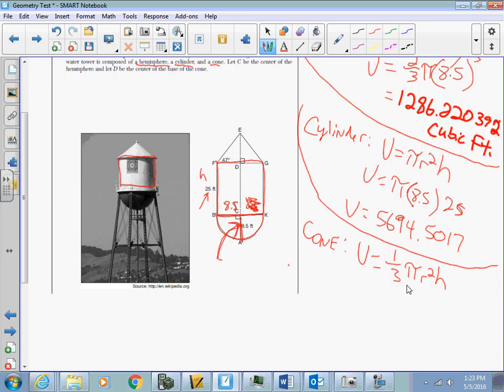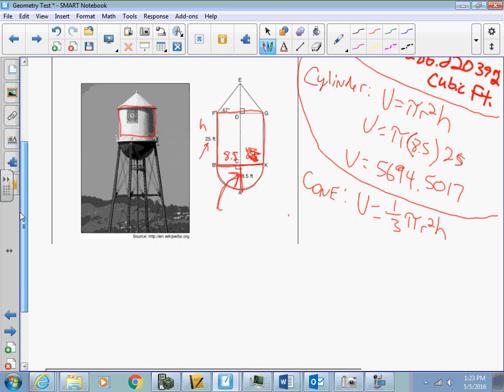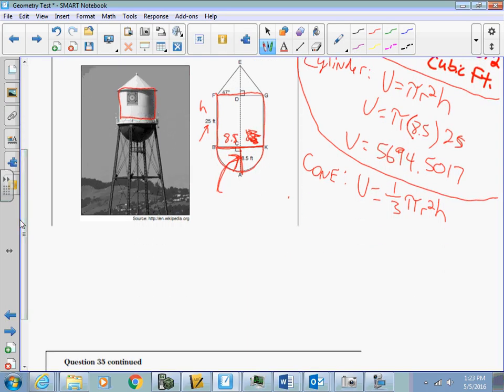For those of you who watched the video I showed in class, there's a demonstration of a cone and a cylinder of the same height and the same radius, and it took 3 cones filled with water to fill up the cylinder. So that would mean that the cone can hold 1/3 as much as the cylinder, which is why you have the 1/3 here. All right, so that's our formula, and we're going to plug in now.